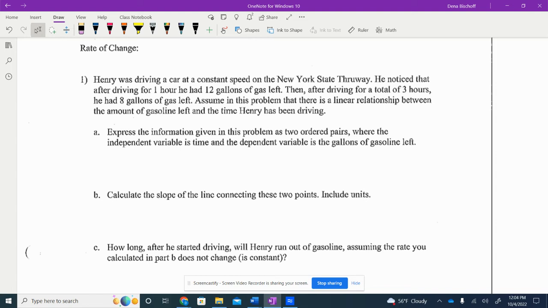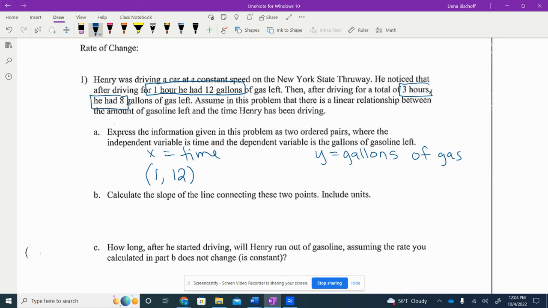It says where the independent variable, that's the x, is time, and the dependent variable, y, is gallons of gas. So we need to come up with 2 ordered pairs from this problem. So the first ordered pair is sitting right here. 1, 12. 1 represents 1 hour, 12 represents gallons of gas. My second ordered pair is sitting right here. 3, 8. 3 hours, 8 gallons of gas.